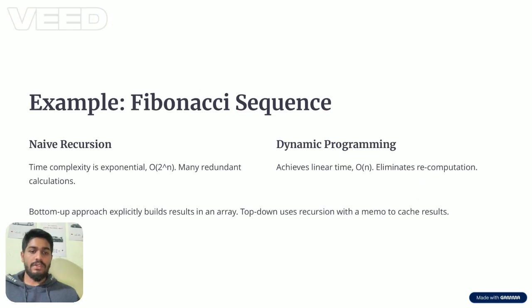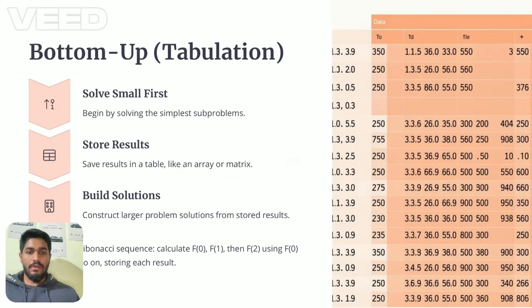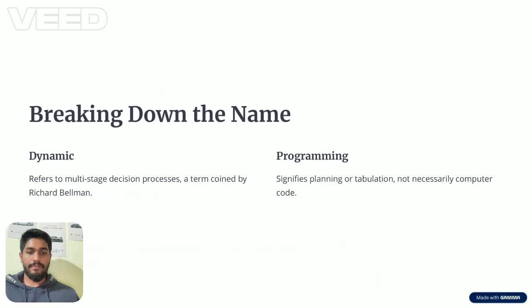The Fibonacci sequence is also a part of dynamic programming, which includes naive recursion and the dynamic programming code functionalities. Top-down memoization includes three steps: breakdown, store in memo, check before solve. Bottom-up means tabulation. First, solve small first. Second, store results. Third, build solutions.